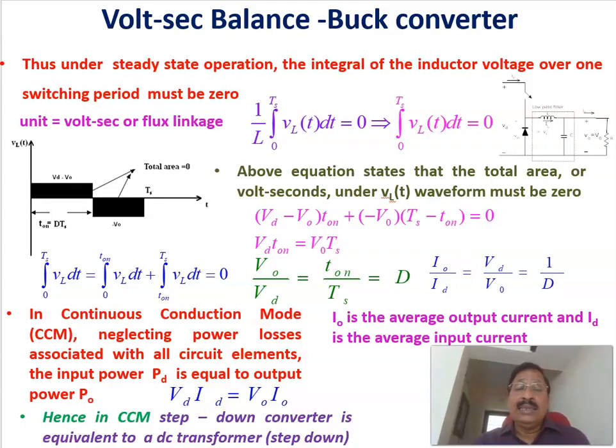Similarly, here it is analogous to a DC transformer: the output voltage divided by the input voltage is equal to the duty cycle D, and the average output current divided by the average input current is equal to 1 by D, where D is called the duty cycle. I0 is the average output current and Id is the average input current. That is the concept of volt second balance.